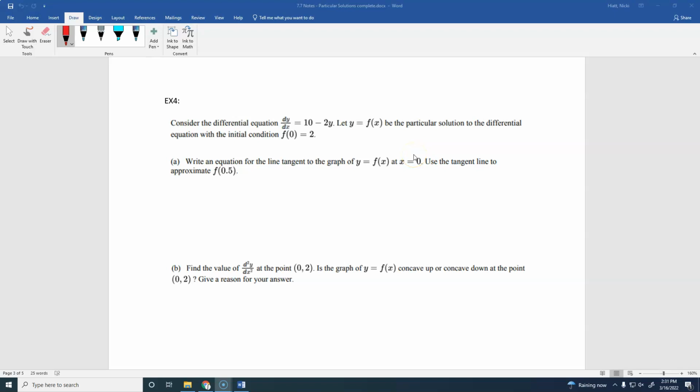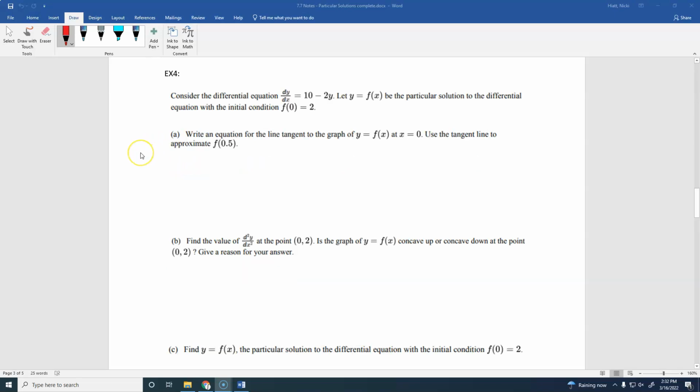This problem tells us to consider the differential equation dy over dx equals 10 minus 2y. Let y equal f of x be the particular solution to the differential equation with the initial condition f of 0 equals 2. You can just about guarantee if you see something start like this, it's going to ask you to solve the differential equation and then plug in that initial condition at some point. But usually the first couple parts are not asking you to do that. That's usually the last part of the question if you get a differential equation problem. And there is usually a differential equation FRQ on the exam.